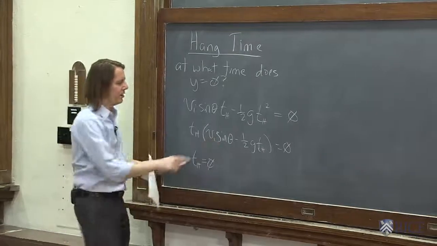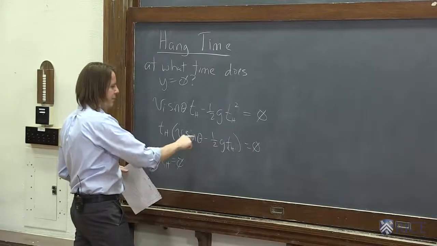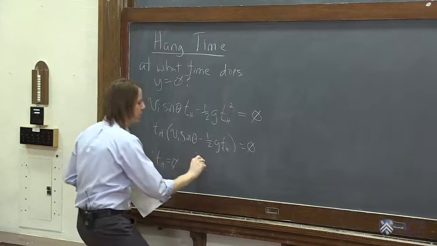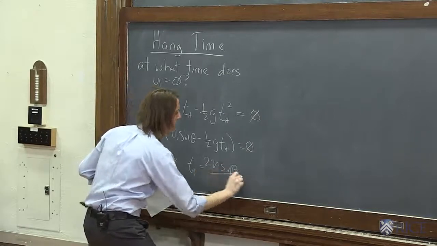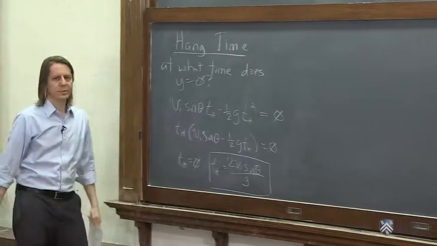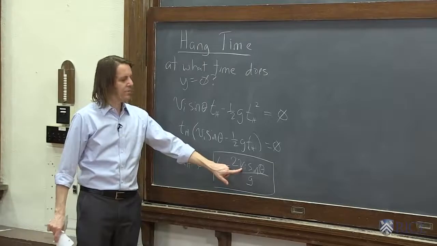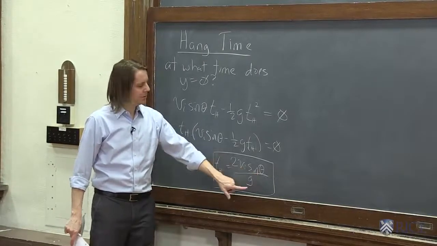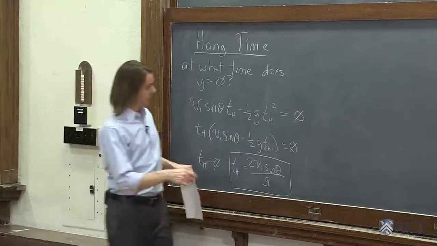When is this term 0? This term is 0 when we solve it for th. Bring the 2 over here. Looks like the hang time must be 2 v initial sine theta over g. So there's your first one, hang time. That's how long it's in the air. The faster you shoot it, the longer it'll be in the air. The bigger the angle, the longer it'll be in the air, and then the slower gravity is, the longer it'll be in the air.